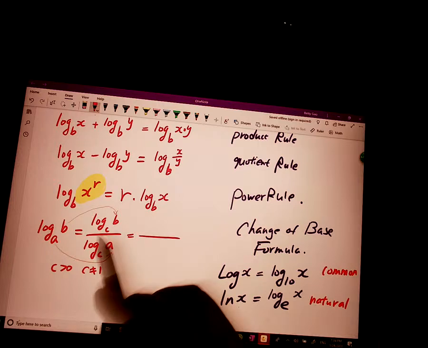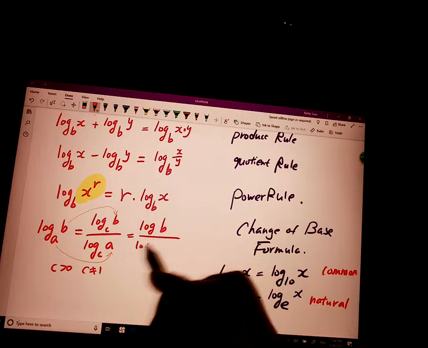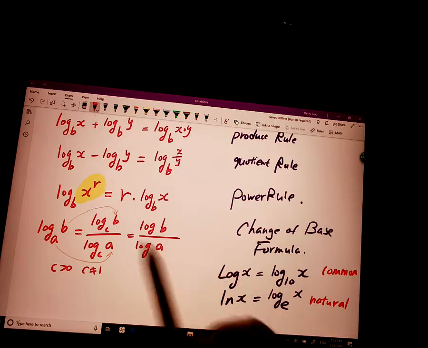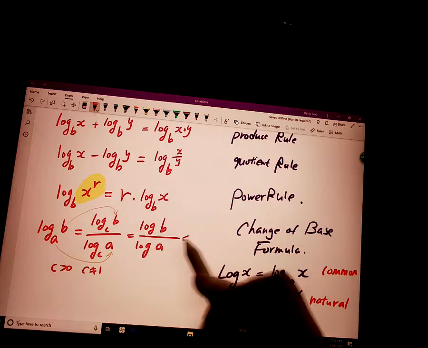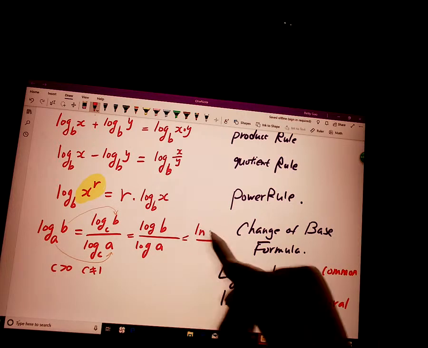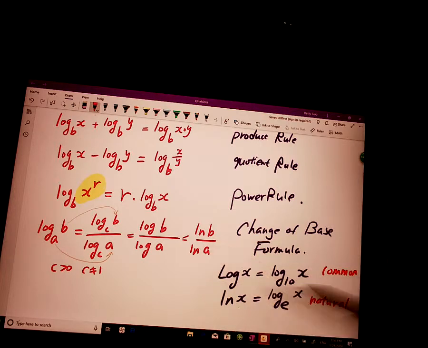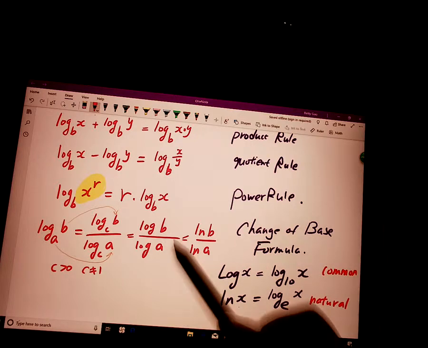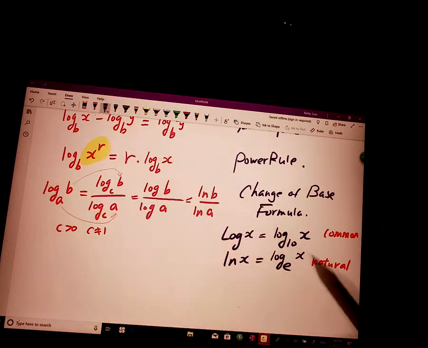So if C equals 10, then we would have log b over log a. Then you use a calculator, and you are able to evaluate that logarithm. If you let C be e, you would have the natural logarithm of b over the natural logarithm of a. Also use your calculator to evaluate the logs. You see what I'm saying? So we use this formula and the calculator to evaluate a logarithm if the base is not e, not 10.